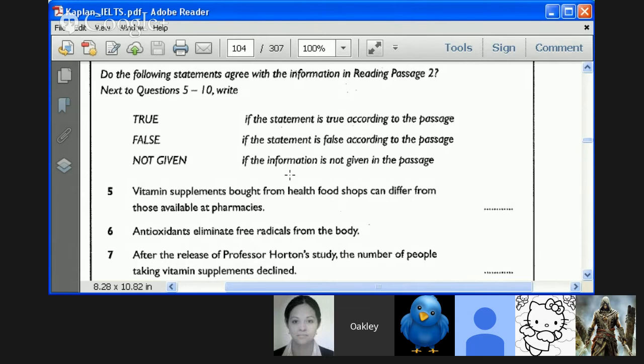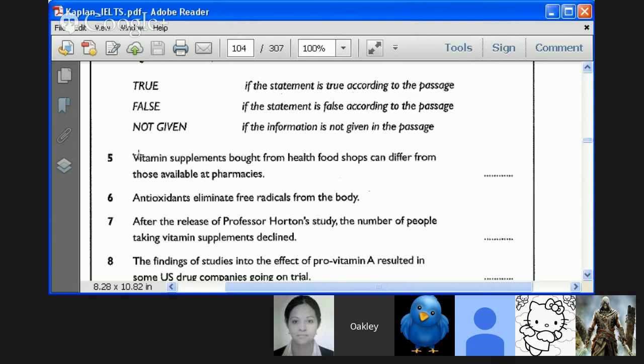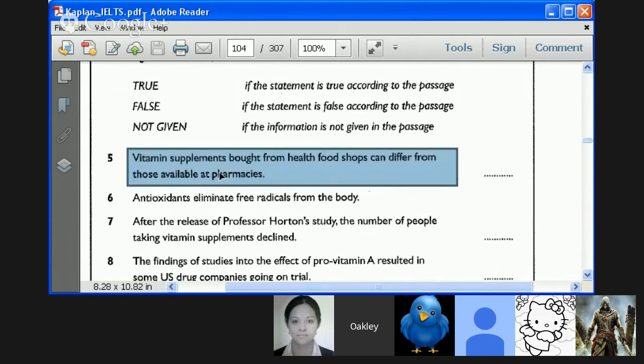Now, technique here: you have to search for keywords and find the information and see if it's actually there in the passage, or if the answer, number 5, is different from what it says in the passage.